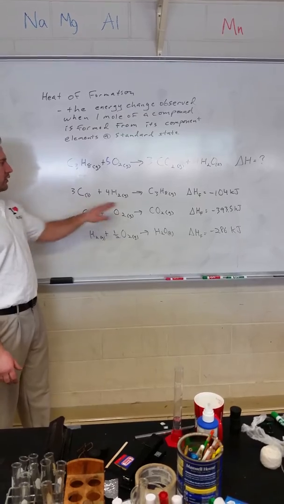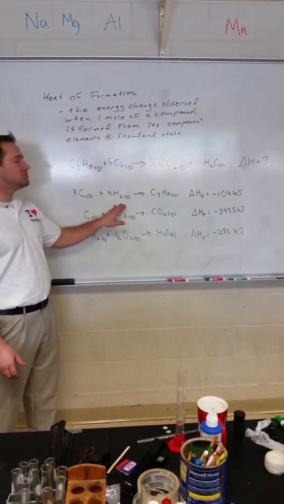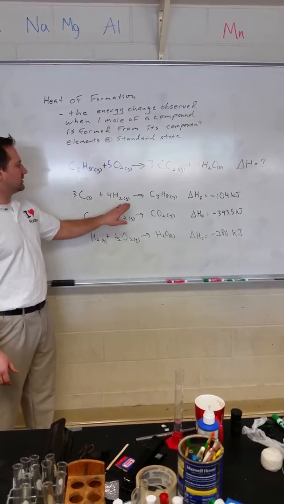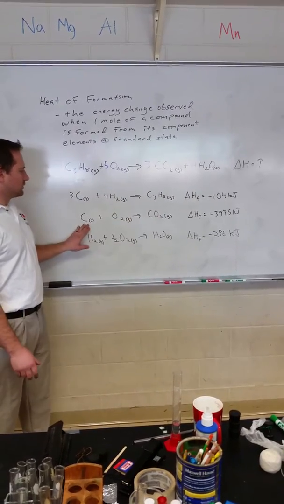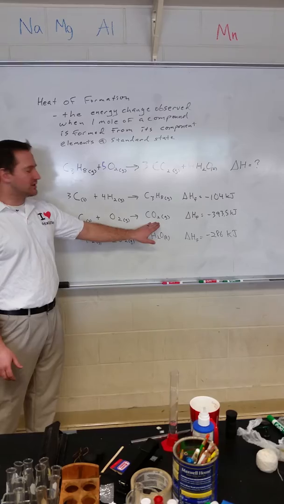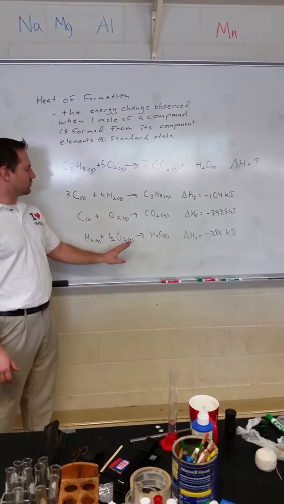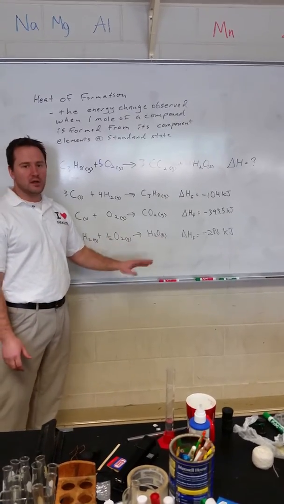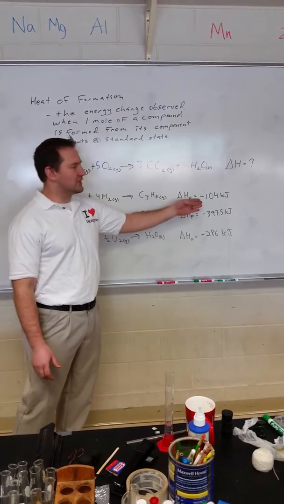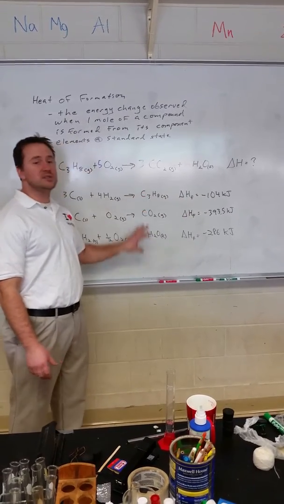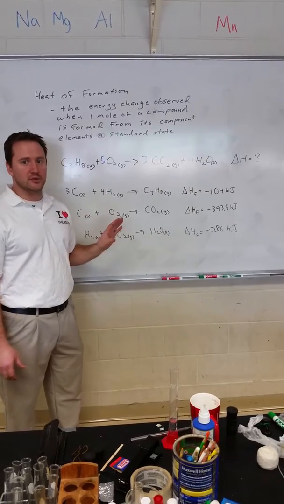Just showing you that propane is made up of carbon and hydrogen. Carbon's a solid at standard conditions, hydrogen's a gas, propane's a gas. Carbon plus oxygen makes carbon dioxide, and hydrogen plus oxygen gives you water, and water is a liquid at 25 degrees Celsius. So these are the energy changes associated with the formation of each of these from their component elements.